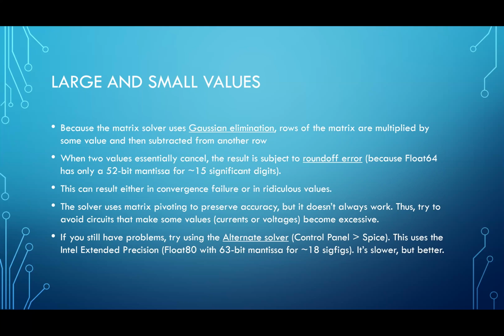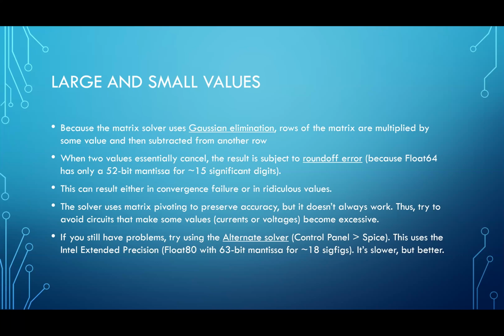Now, the solver does try to do some clever things. It uses matrix pivoting to preserve accuracy and also to preserve sparsity, which is another really useful property for these matrices to have in the interest of actually storing the circuit representation in memory. But it doesn't always work. The solver tries to use matrix pivoting to preserve accuracy, but it doesn't always do it right. And so because of that, you want to avoid circuits that make some values, in other words, currents or voltages, become excessive, right? You don't want to have a circuit where you have currents of, say, 1,000,000 amps. Firstly, why would you do that? There's no real circuit that would be appropriate for. But secondly, it can cause numerical errors that can then cause your circuit not to simulate correctly.